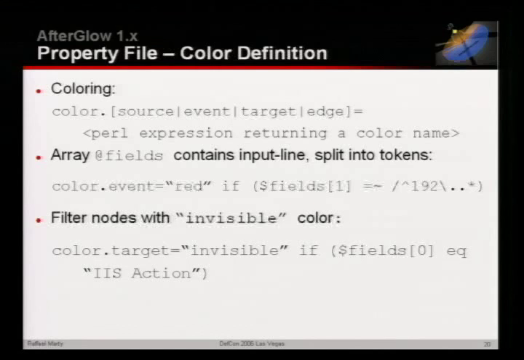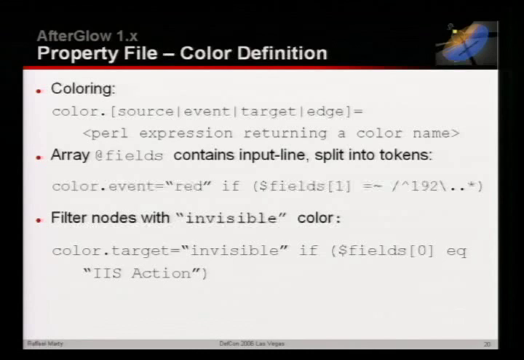This gets really evil here. The easiest Perl expression is just a string. You just say red, and the source, for example, is going to be red all the time. Then, if you want to get a little more sophisticated, you use the next line, color.event equals red if, and then I provide some kind of an expression there.